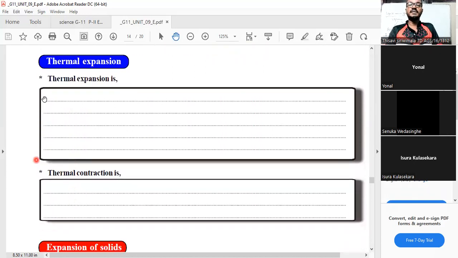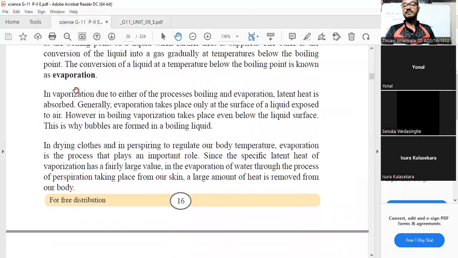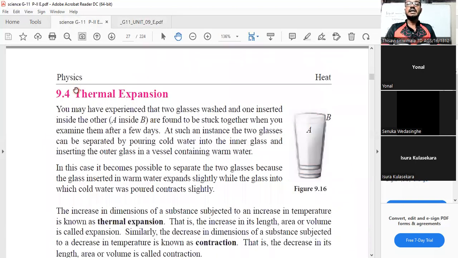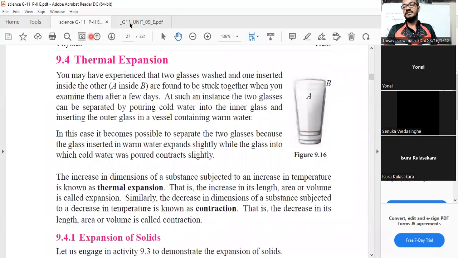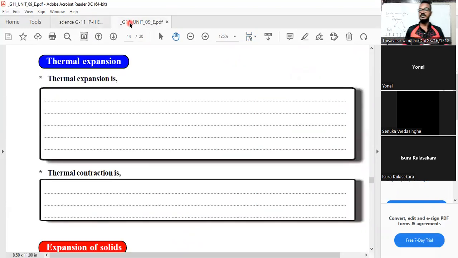We know when we increase the temperature of solids, gaseous or liquid substances, their volume increases. This is called the expansion. In other terms, thermal expansion.